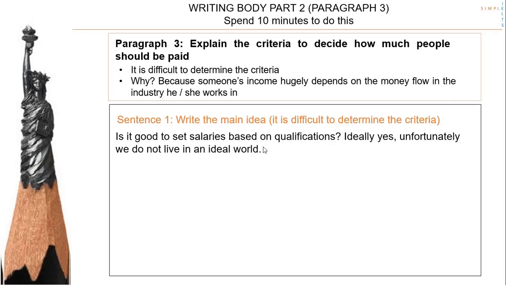So in the first sentence or the main idea part, we can say that, for example, is it good to set salaries based on qualifications? Ideally, yes. Unfortunately, we do not live in an ideal world. So at first, I propose that we can set salaries based on qualification, based on the importance of jobs of someone. But that's not how the world functions. This is not an ideal world.